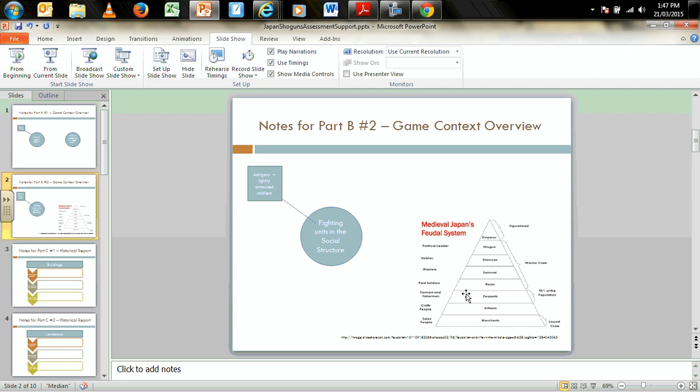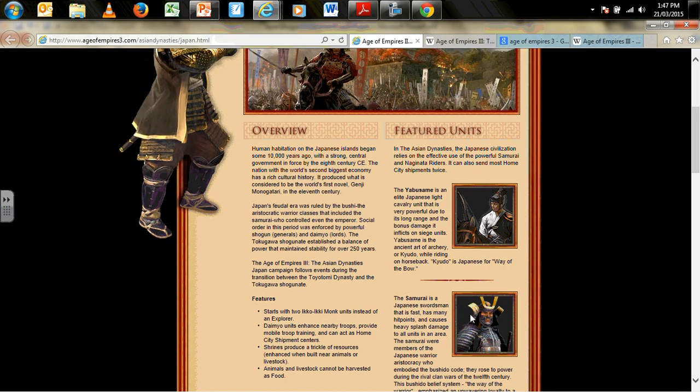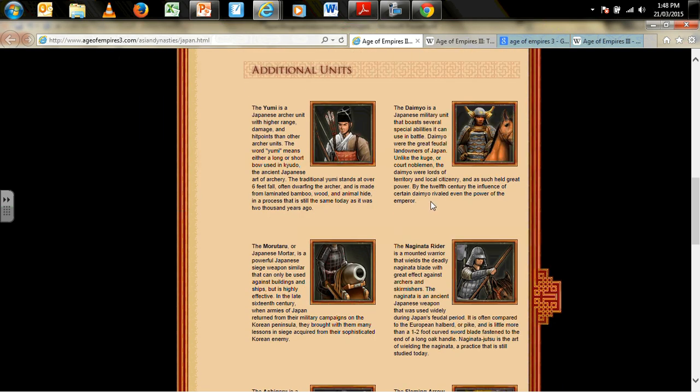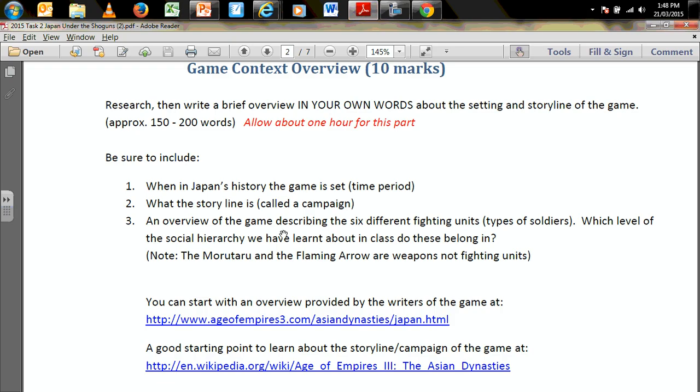Where would you put them? So we know that the samurai has a class on its own, but what about the Yabusami? What about if we have a look at the Yumi or the Naginta riders? Where would they belong? And that's what you need to include in this Part B, or in probably a separate paragraph. So you really want to be looking at 1 to, at the most, 2 paragraphs about the history and the time period and what was happening, and then a second paragraph about the different fighting units and where they would go in the society.